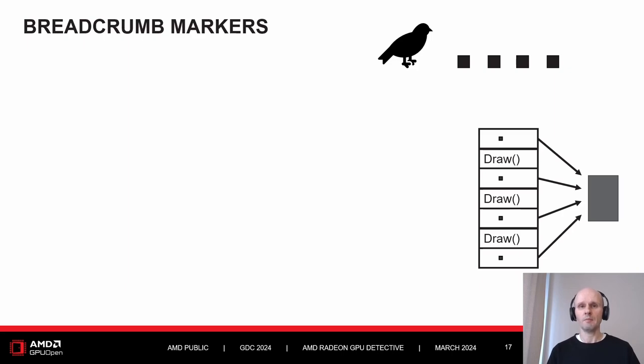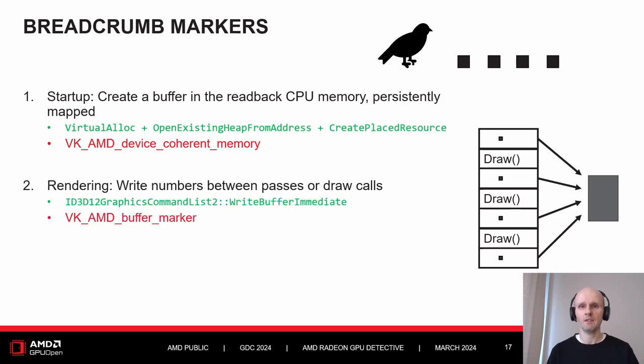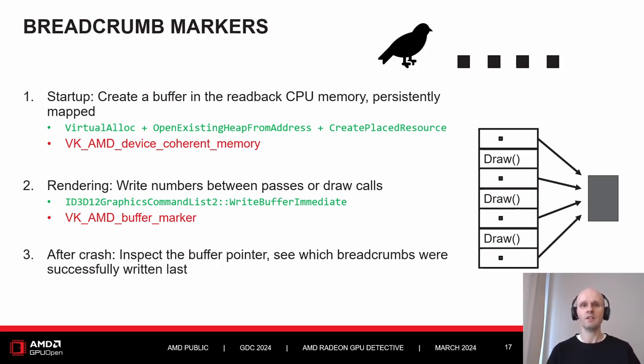The idea of breadcrumb markers is to create a buffer in the system memory that will be available to the GPU and have it persistently mapped. Then, during rendering, we write a single number between draw calls to indicate the place in the frame where we are. Finally, after the crash happens, we inspect the mapped pointer to see the value, and from that we can hopefully find out which command was successfully completed last.